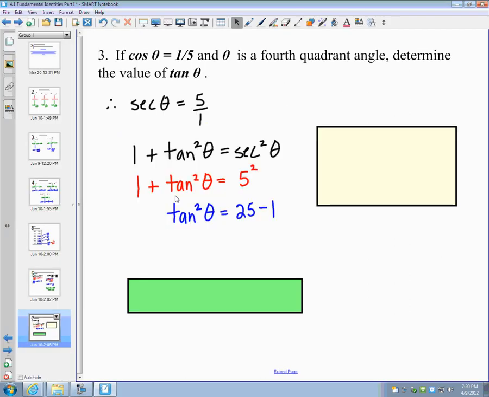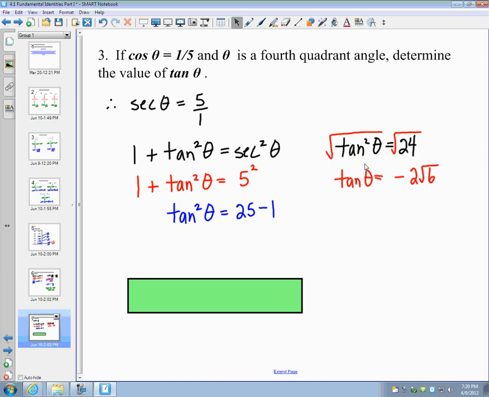So 1 plus tan squared equals secant squared. Subbing in 5, I get tan squared is equal to 25 minus 1. So tan squared is equal to 24. Then I'm going to square root both sides, and I took the negative answer. And the reason I took that negative answer is because we're talking about a fourth quadrant angle.